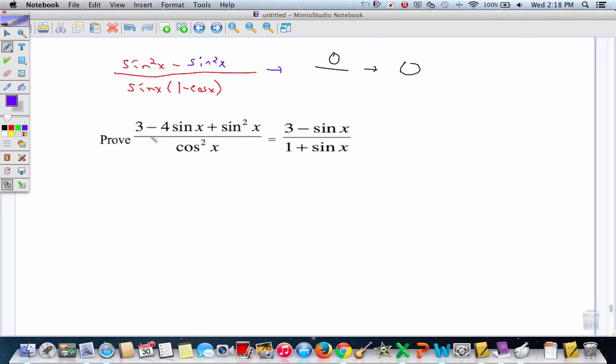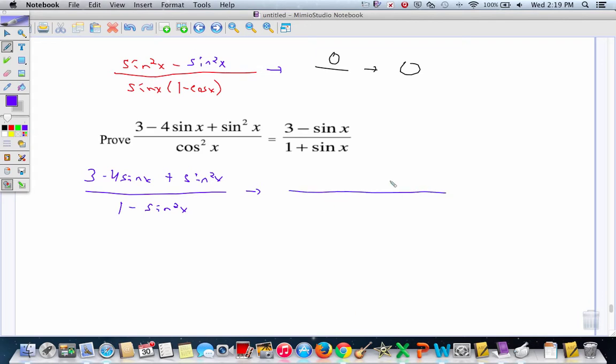I then take a closer look, and maybe the first thing I would do is this side's in terms of sines, but I have a cosine squared over here. So let's start out by changing that cosine squared to be in terms of sine squared, and cosine squared as a Pythagorean identity is 1 minus sine squared. From here, it appears we have some factoring we can do.